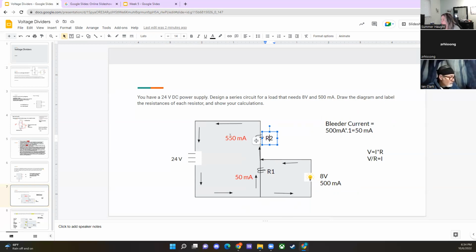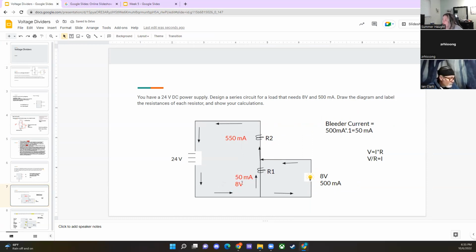So once we have the current, we can solve the voltage. And we can solve the resistance at that location, because we can solve the voltage. If we know this is 8 volts, we know that whatever's parallel to it is also 8 volts, which means I can write 8 volts here.